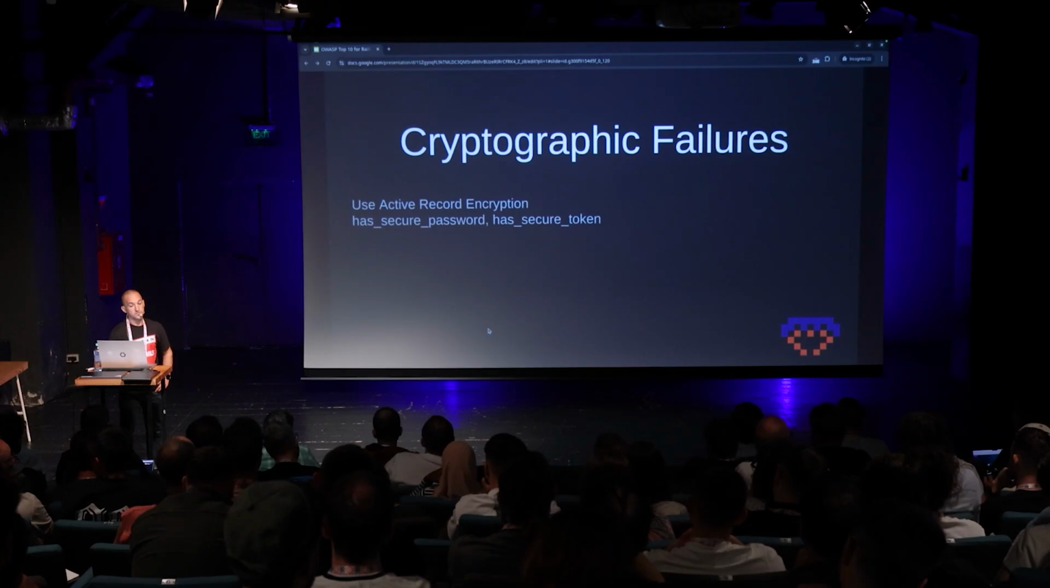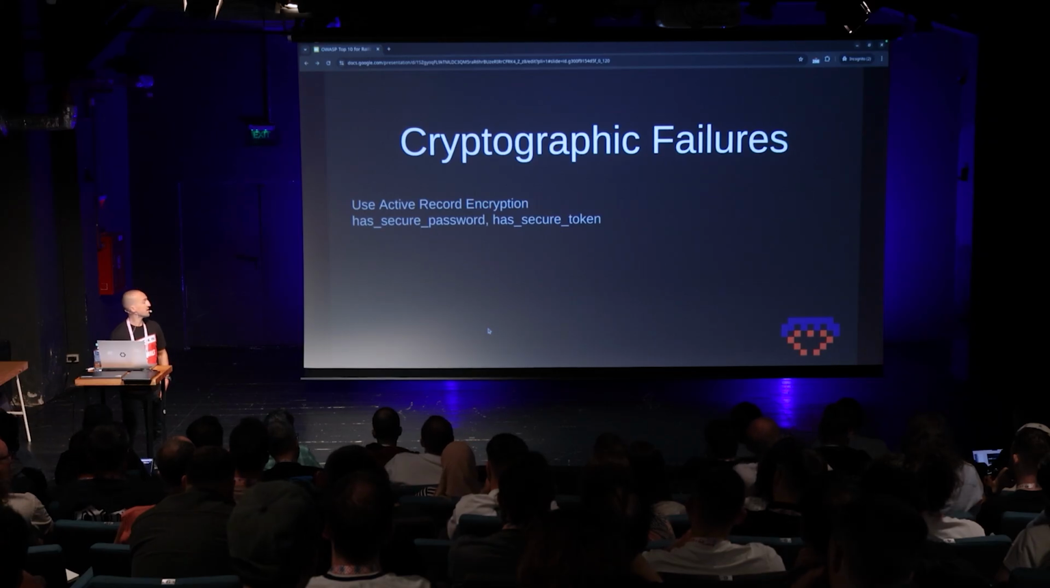The next item is cryptographic failures. We already touched a little bit on this. If you need encryption, don't throw your own. Use the ones built into Rails, because you can trust that much more. And Active Record has a great encryption library now. You can use deterministic or non-deterministic encryption. You can easily rotate your keys. Everything is really nicely set up. And if you need secure passwords or secure tokens, Rails also has your back. We have great helpers for those.